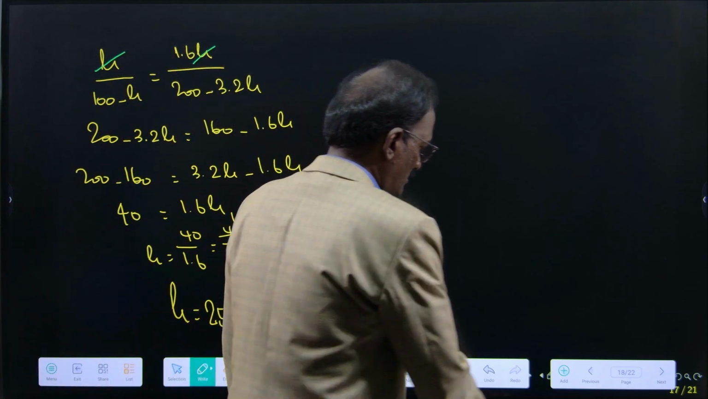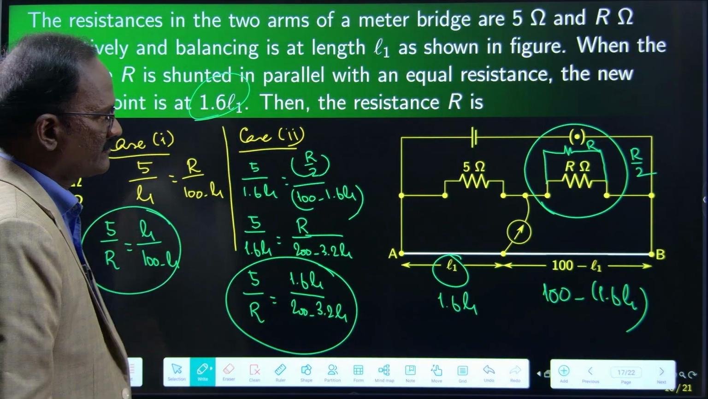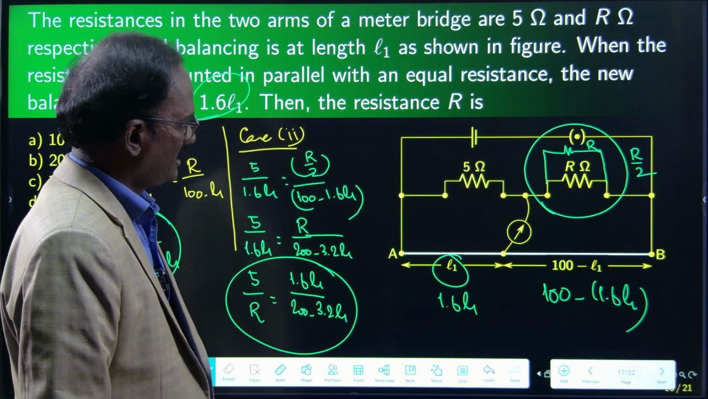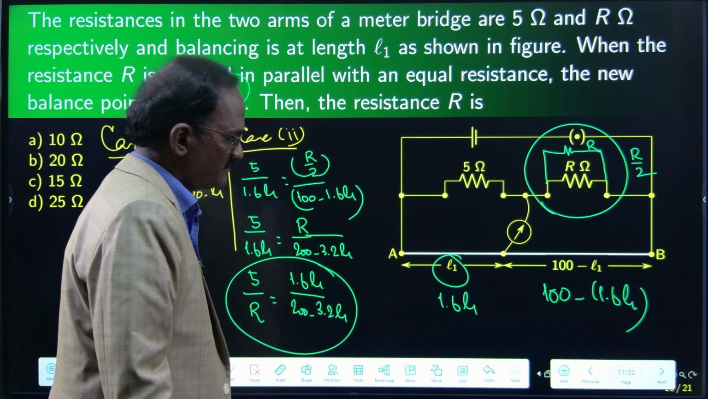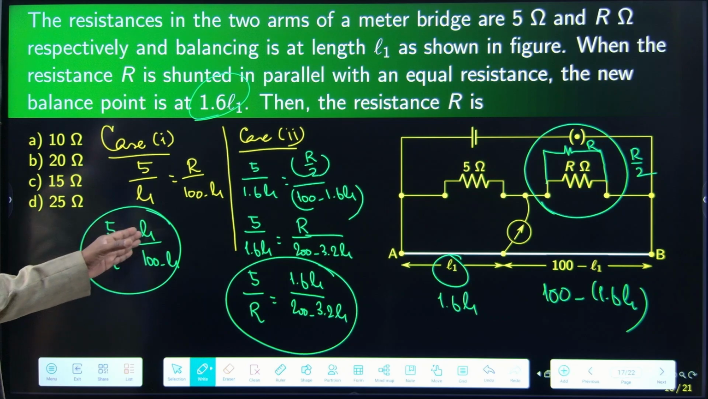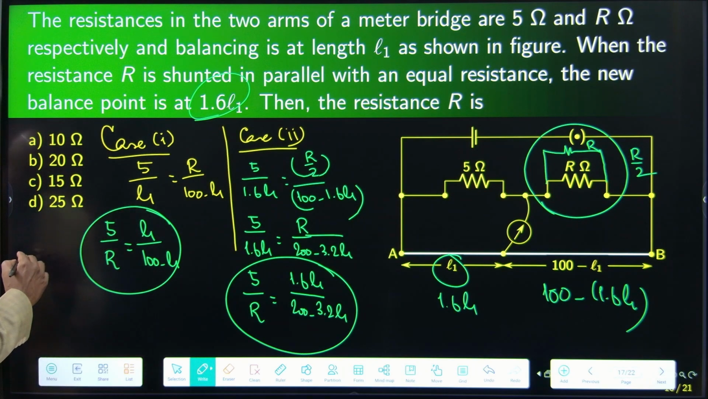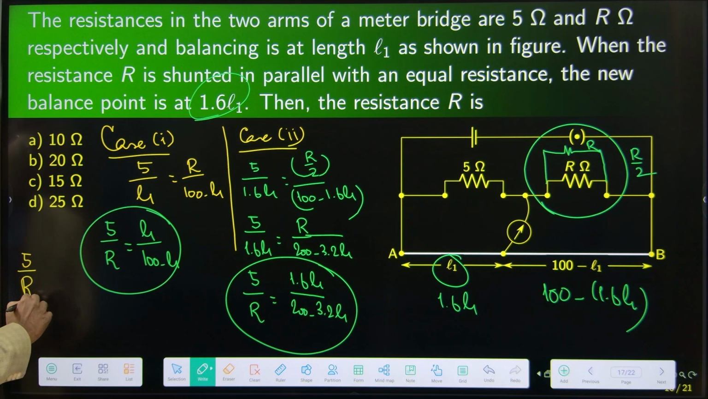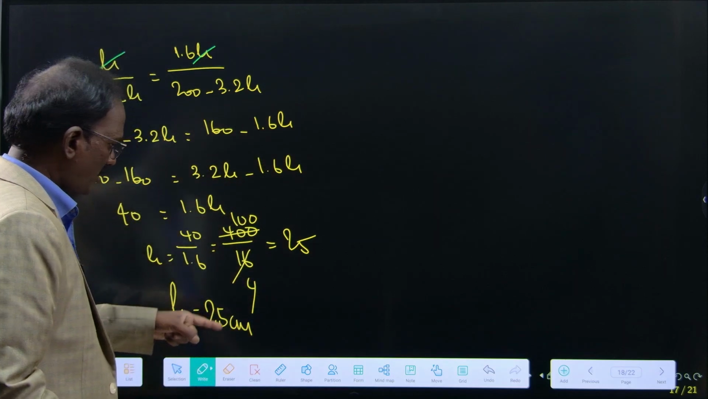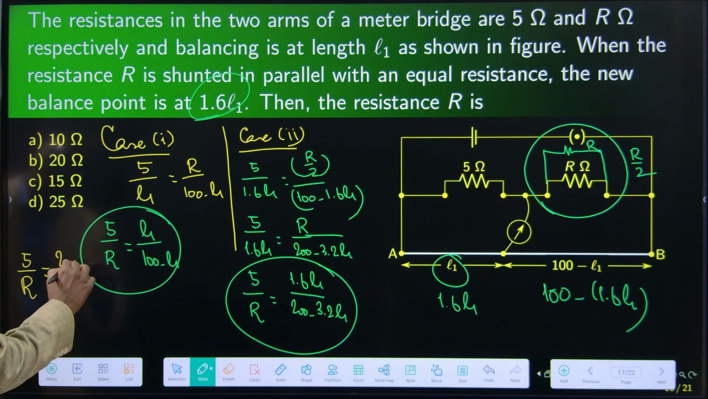L1 is now found, but the question is not L1. Then what is the resistance R? R is connected in parallel with another R. Now L1 is found, it is 25 centimeter. So any one of the equations we can write: 5 by R is equal to L1 by 100 minus L1. L1 is now obtained, L1 is 25 centimeter.